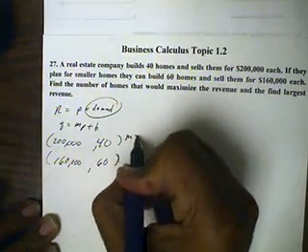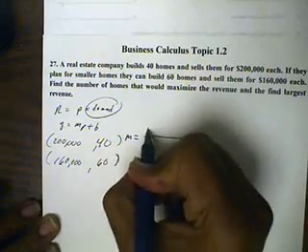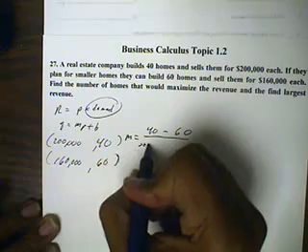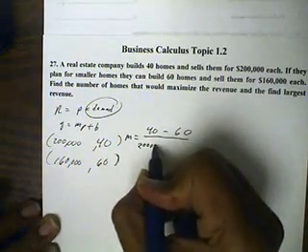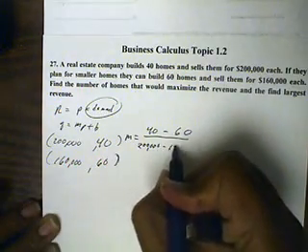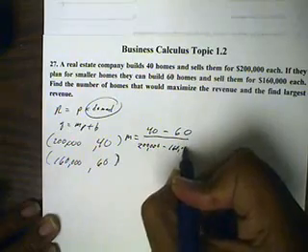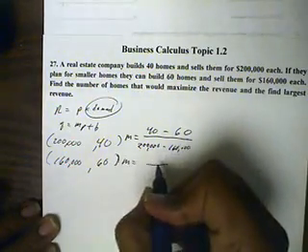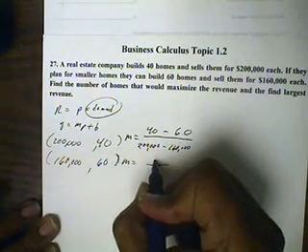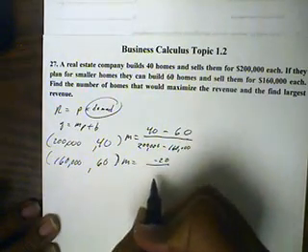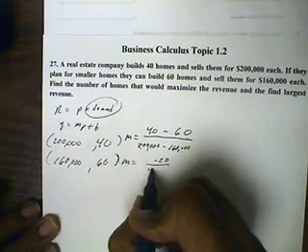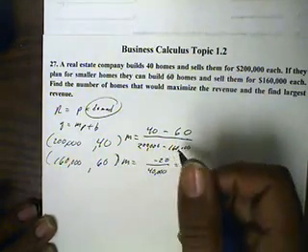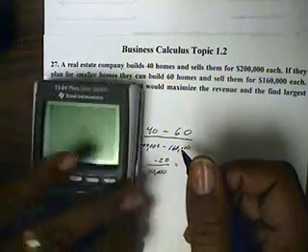So let's first find slope. Slope will be 40 minus 60 all over 200,000 minus 160,000. This gives me on top a negative 20 and below a positive 40,000. Okay, now let's divide those.